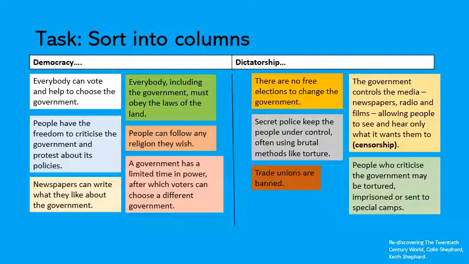And under dictatorship, there are no free elections to change the government. Secret police keep the people under control, often using brutal methods like torture. Trade unions are banned. The government controls the media, newspapers, radio and films, allowing people to see and hear only what it wants them to. That's known as censorship.